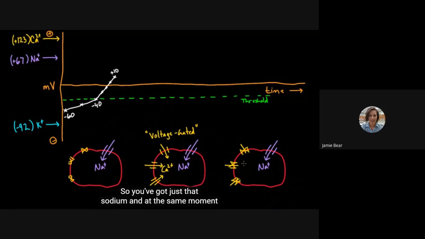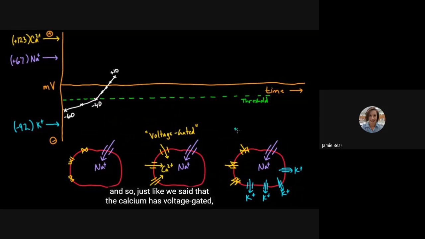So you've got just that sodium. And at the same moment that the calcium-gated channels close, the potassium voltage-gated channels open. So now you have some potassium channels here that open up. And the potassium is going to escape, right? It's going to leave because potassium loves to leave the cell. It likes to get outside because that's the direction of its concentration gradient. And so just like the calcium has voltage gated, so does the potassium. So these are voltage gated as well. And they're voltage gated to open when it's a little bit more positive.